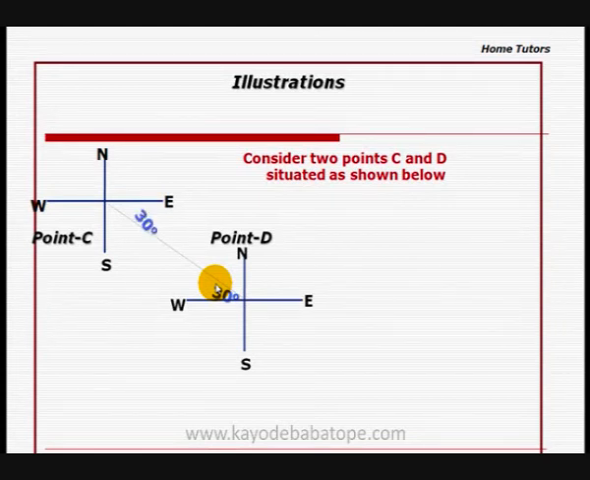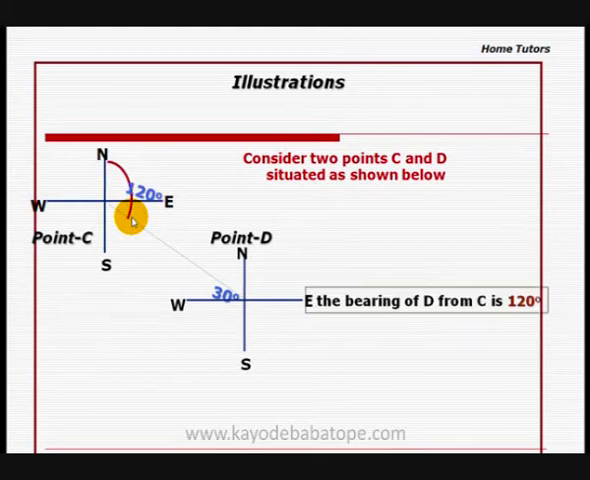From the principle of alternate angles, if this angle is 30 degrees, here we have a Z angle. So these two angles are alternate angles, and alternate angles are equal. So this angle too will be 30 degrees. What that means is this: that the bearing of point D from point C will be equal to 120 degrees.